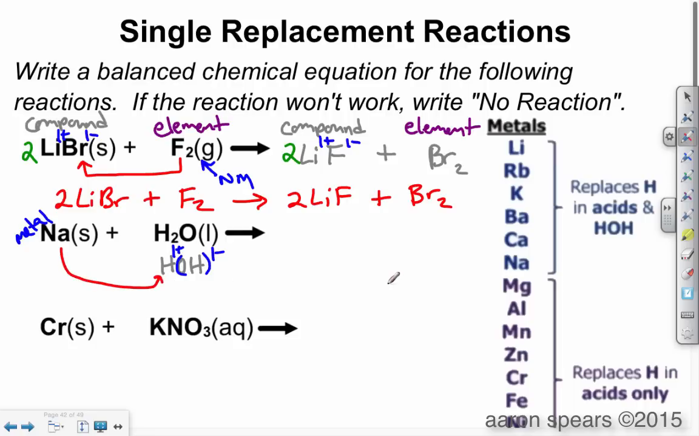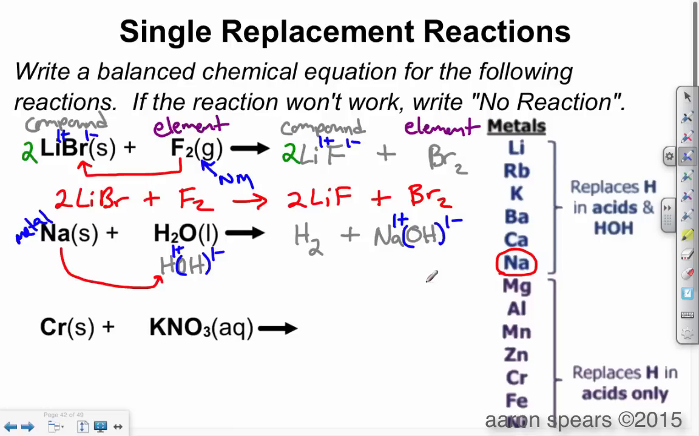Before we write the products, we need to know if this reaction will work or not. And so we go to the activity series and we find the location of sodium, and we read that sodium will replace hydrogen in both acids and water. So this reaction will work, and sodium will replace hydrogen or bump it out, and hydrogen by itself is H2, and sodium will now be in a compound with hydroxide or OH. The ionic charge of sodium is 1 positive, of hydroxide is 1 negative. These charges cancel out, so the formula of sodium hydroxide is NaOH.